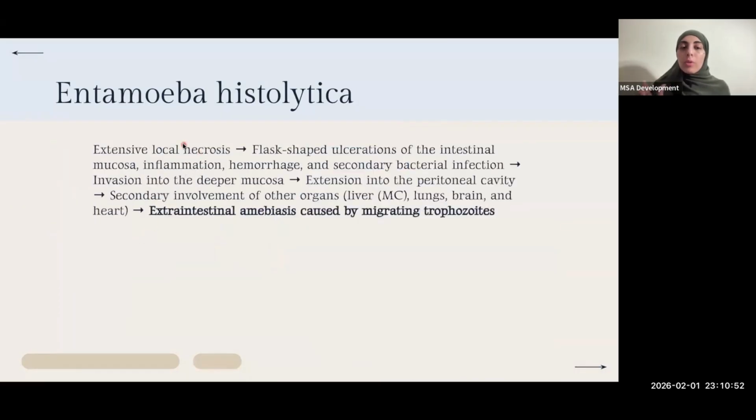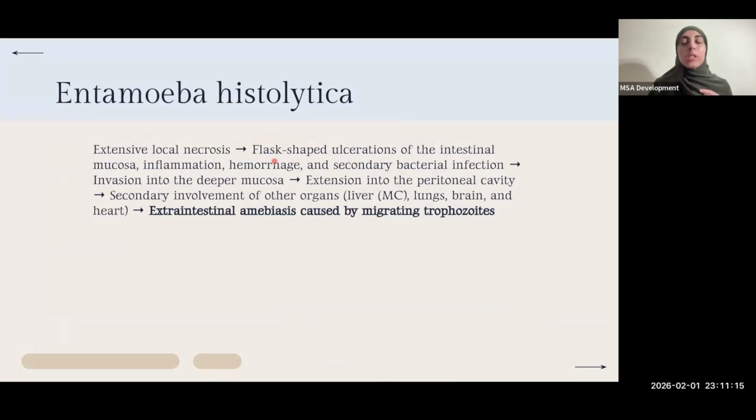Now, when you have extensive local necrosis, you get these ulcerations in the intestinal mucosa. And a key descriptive characteristic of the ulceration is that it is flask-shaped, okay? If you see flask-shaped ulcerations in the intestine, immediately think of Entamoeba histolytica. So again, we have necrosis, ulceration.